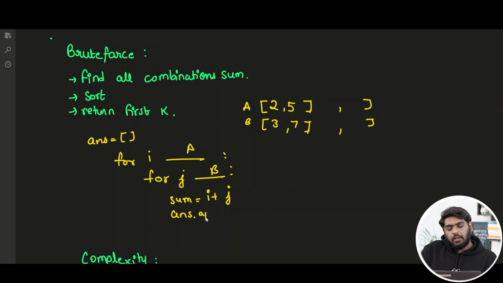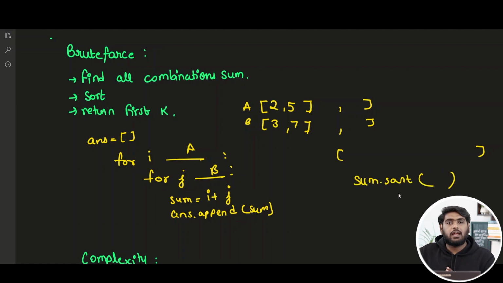I'll keep on appending my sum in this array. Okay, so I'll do something like that. So what will happen at the last is I'll have one list, or you can say an array, which will be containing all of my sums, correct? And after that, I can just sort that. Once that is sorted in descending order, what do I have to do? The next thing I have to do is return the first k elements, correct?